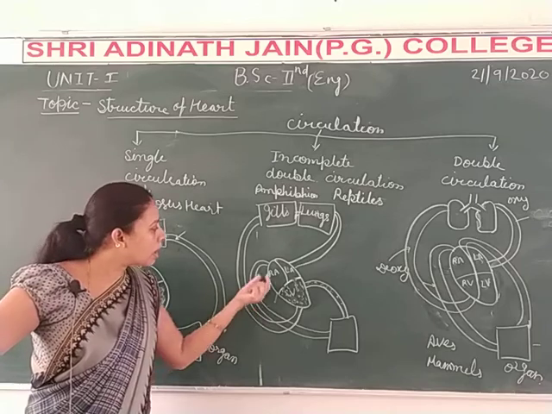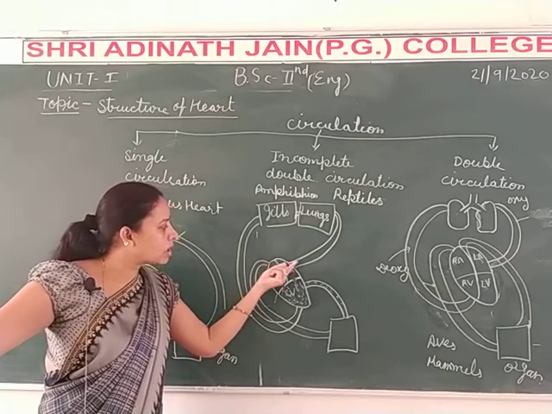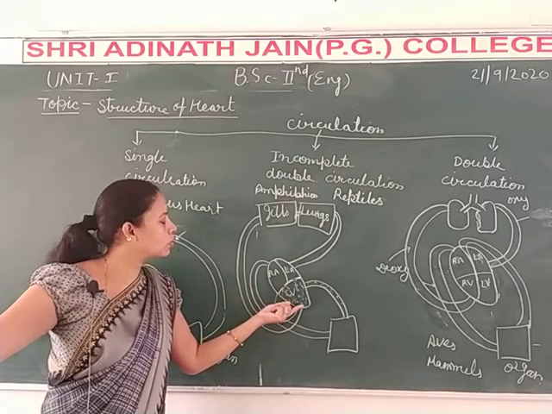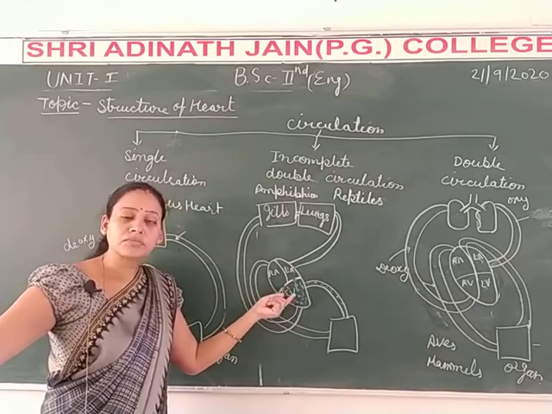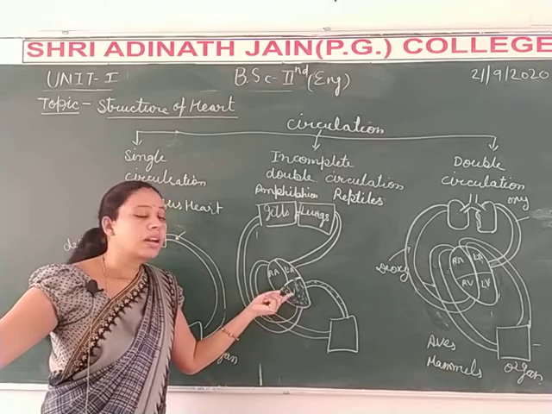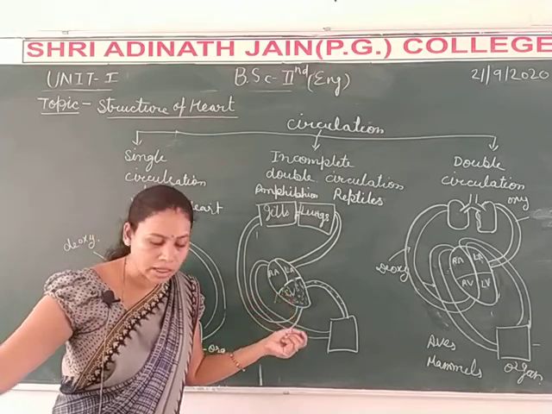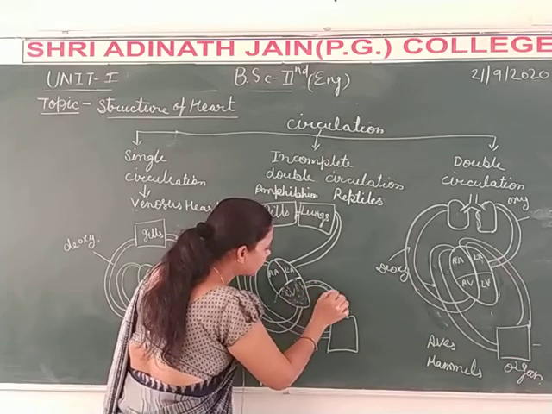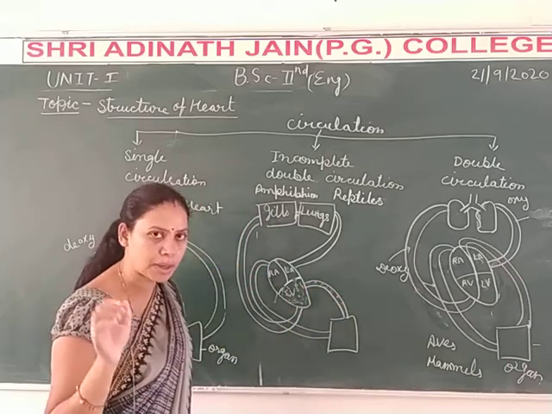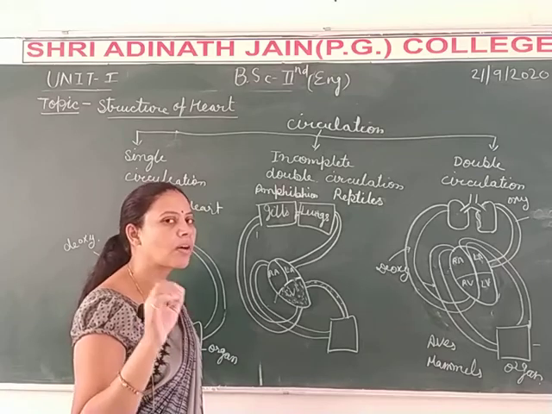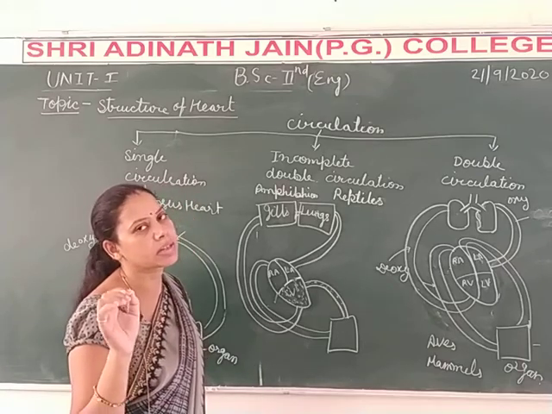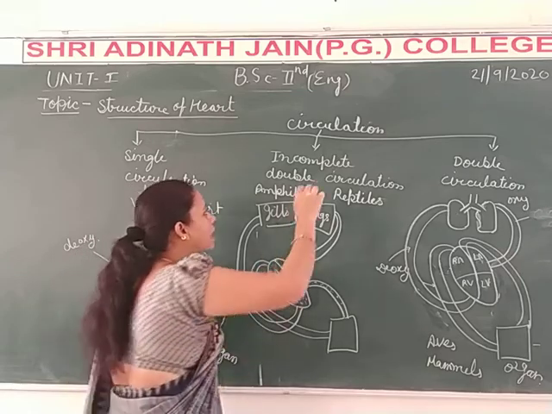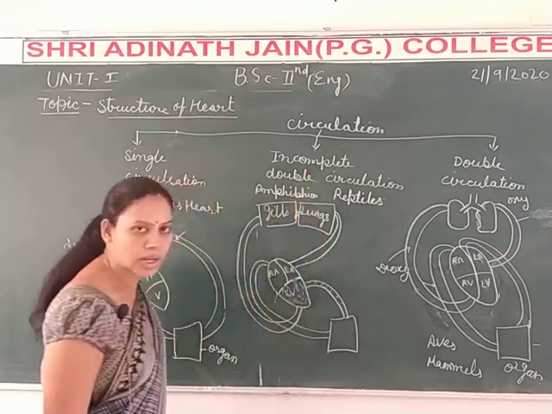Here what happens is that when the oxygenated blood from the left auricle enters the ventricle, that time there is some deoxygenated blood there. So here there is a little bit of mixture of both, and when this oxygenated blood is supplied, there is some mixing of deoxygenated blood in it. That's why it's known as incomplete double circulation.